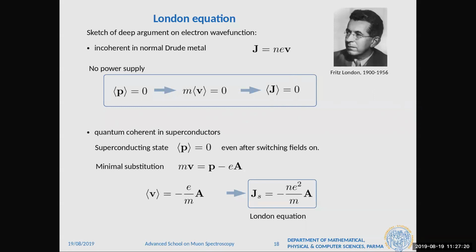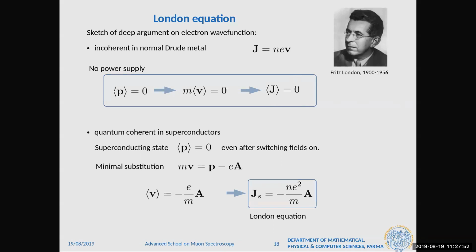But then the average of V, of MV, must be equal to minus P over MA, right? This condition, you simply put P equals 0 there, take the averages, and this is what you get. Then you feed this back here. This is actually average V, and you get an equation like this. J must be equal to ME times minus E over M. This is the formula. So this is the summary London equation, right?